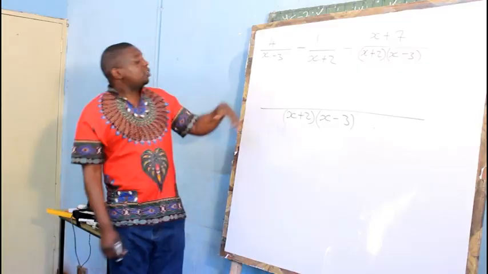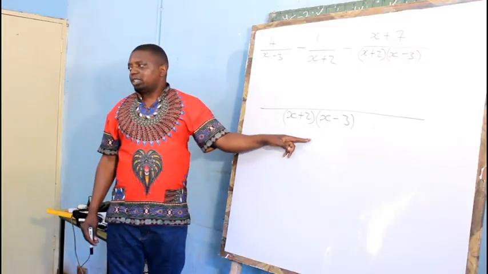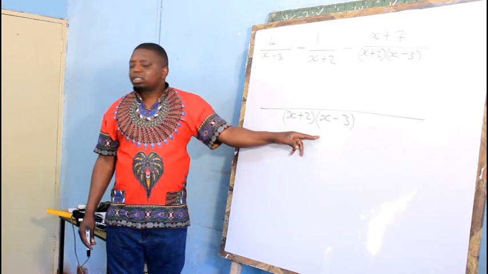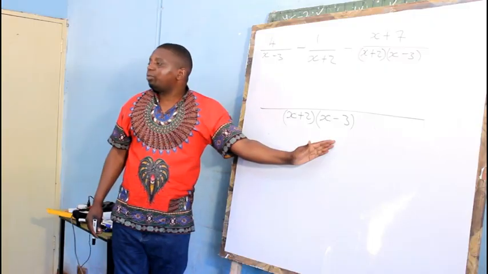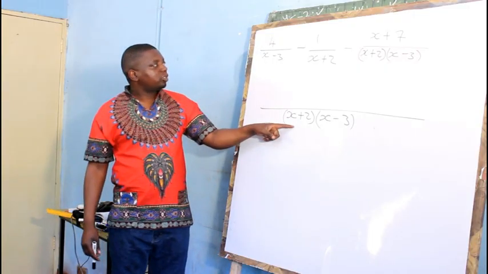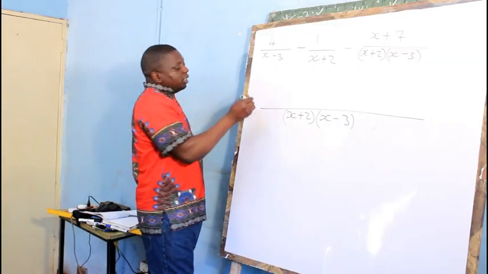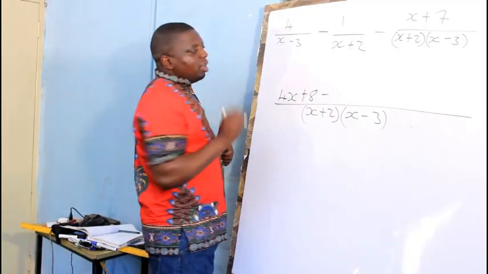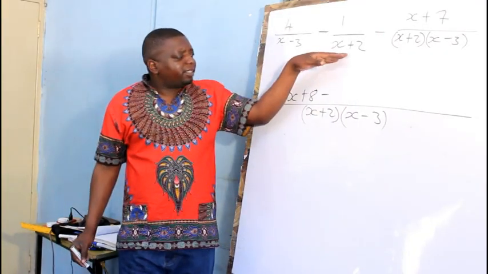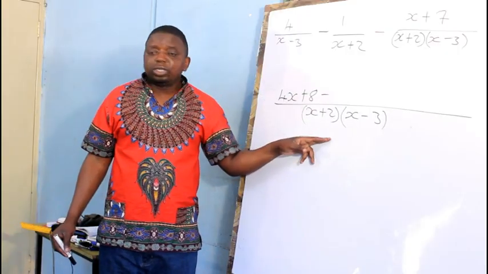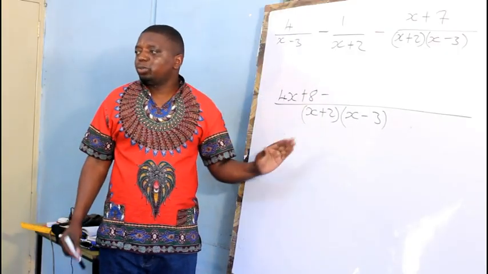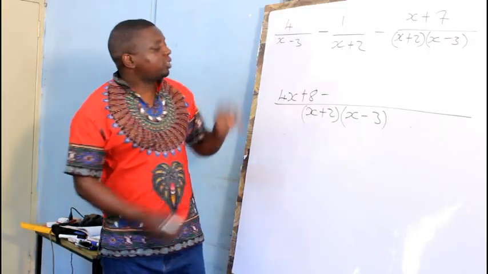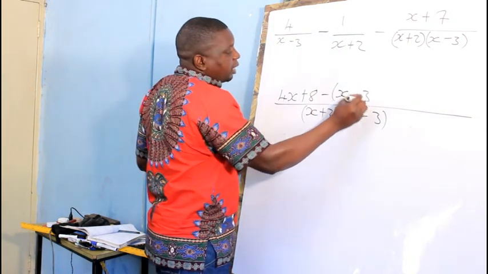Altogether, this denominator into the common denominator. X minus 3 into the common denominator gives x plus 2, because x minus 3 and x minus 3 cancel off. So we remain with x plus 2. X plus 2 times 4 gives 4x plus 8. Minus this denominator into the common denominator, x plus 2 and x plus 2 cancel off, and we remain with x minus 3. X minus 3 times 1 becomes x minus 3.